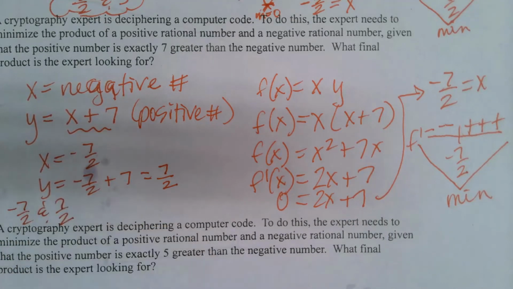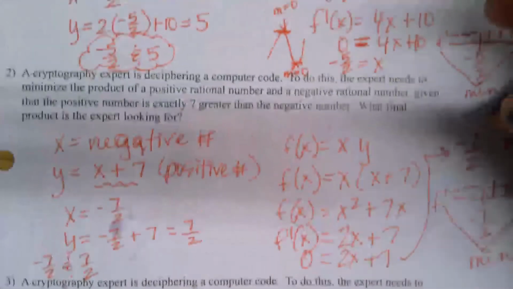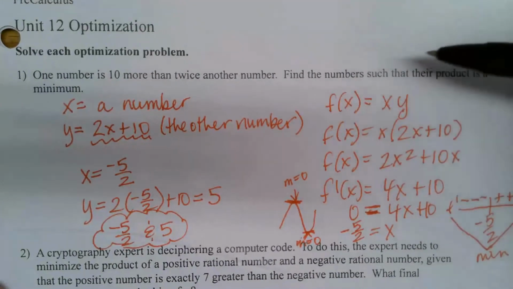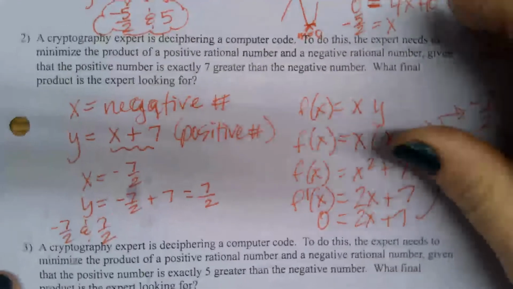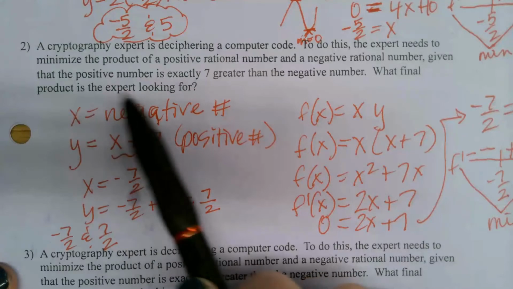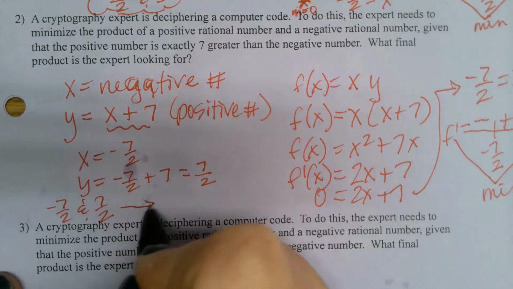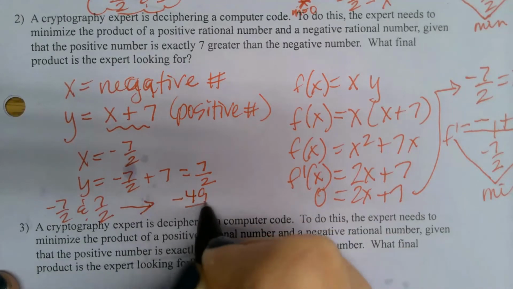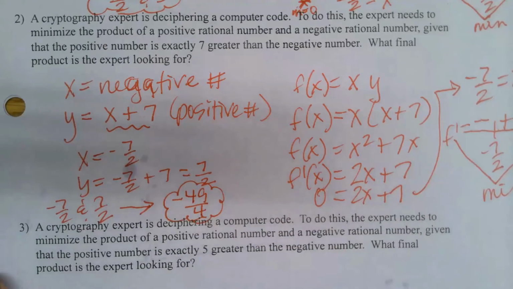Now, I do have to be careful when I'm answering the question, because in the previous problem, the first problem we did, it said find the numbers. And so that's what I did, I found the numbers. But in problem number 2, it says, what is the final product that the expert is looking for? That means that I have to take those numbers and multiply them together. And so my final product is negative 49/4. Final product is what he's looking for.